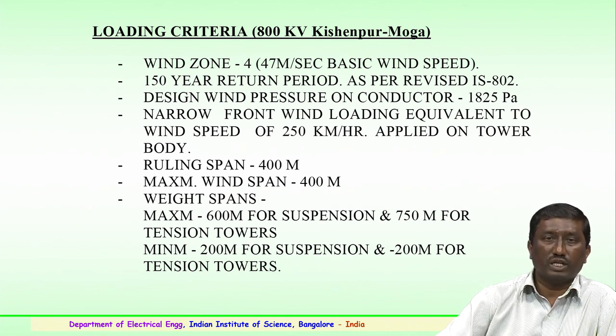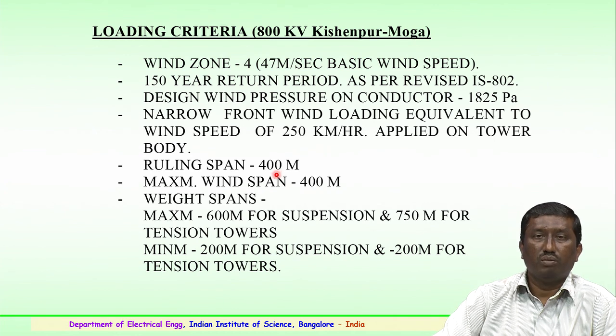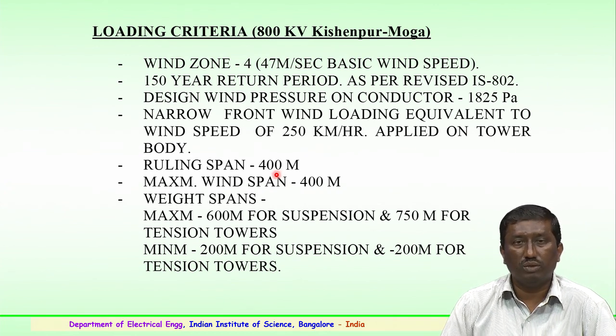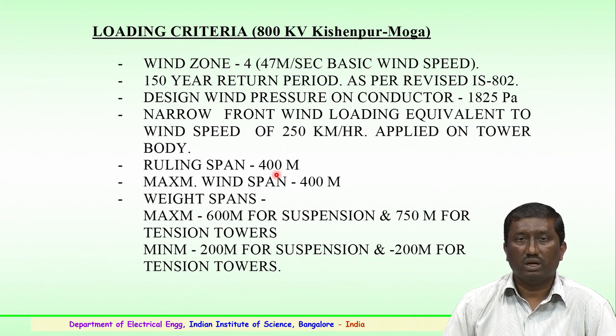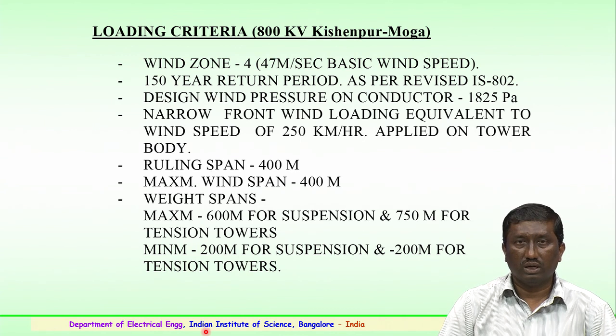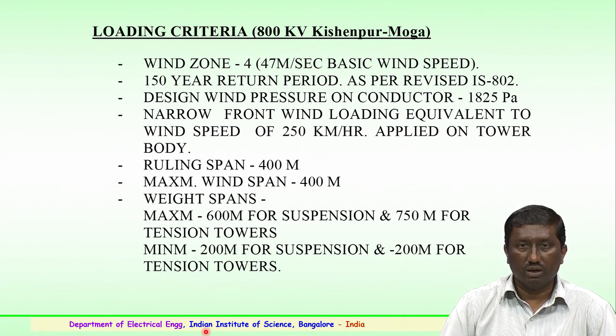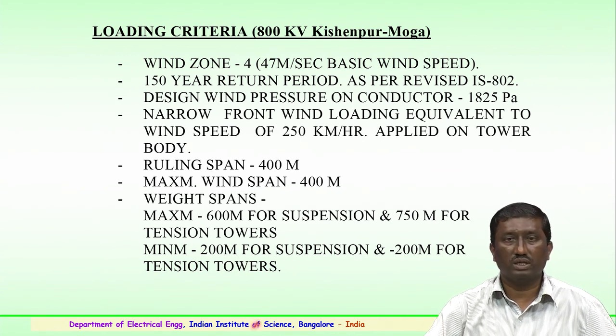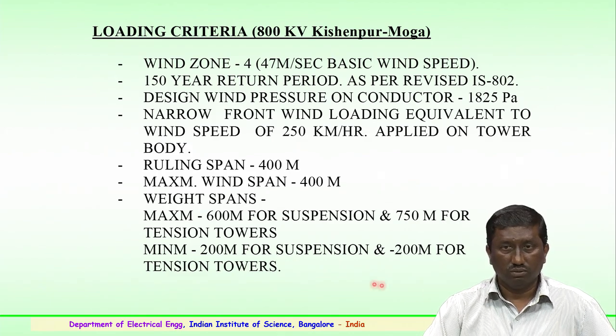For a maximum span, a ruling span of 400 meters, that is, the tower to tower distance is 400 meters, a maximum wind speed for the span was also considered. Various minimum clearances, and the mechanical loading for both suspension and tension towers, were estimated.